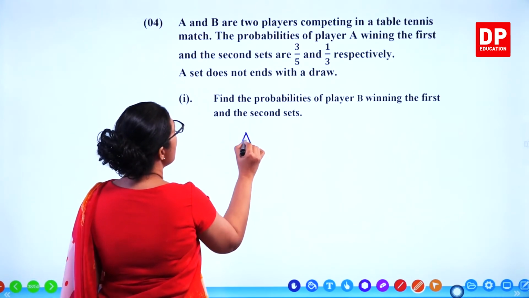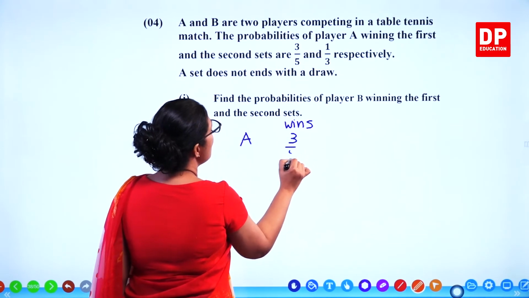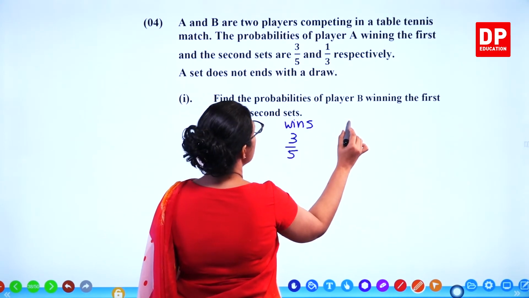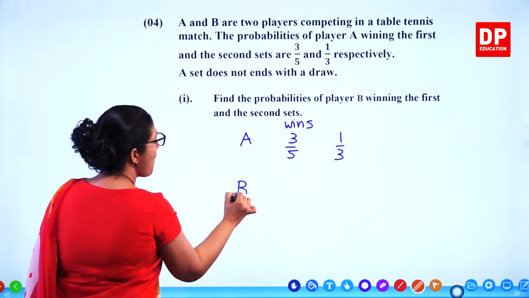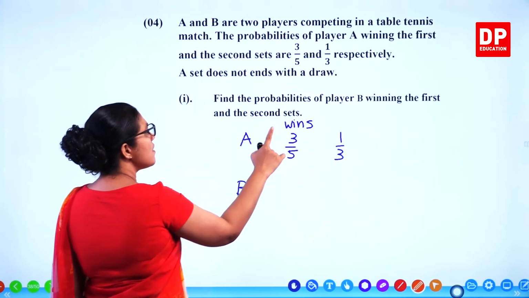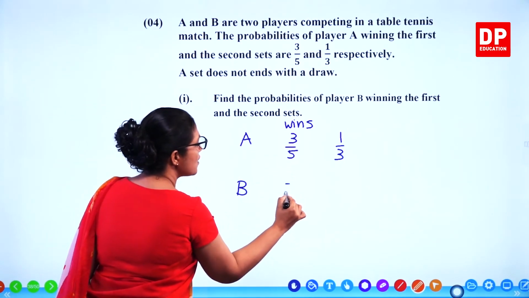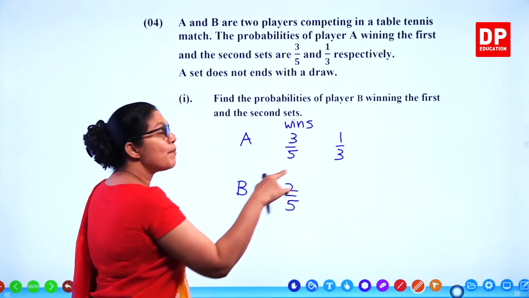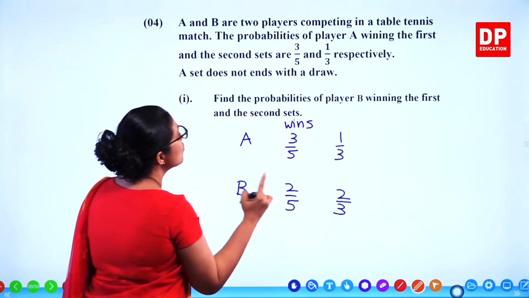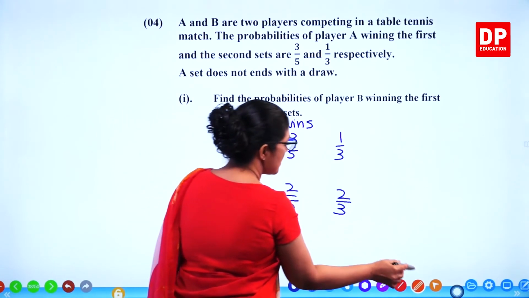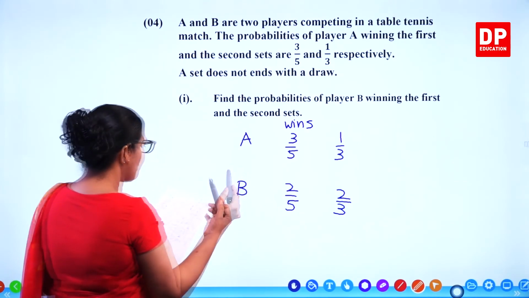So, A wins first time 3/5, second time 1/3. So, the opposite is B wins. So, that means A losing means B wins. So, 1 minus 3/5, that's 2/5. 1 minus 1/3, that's 2/3. So, those are the two probabilities. So, you will get 2 marks for that.